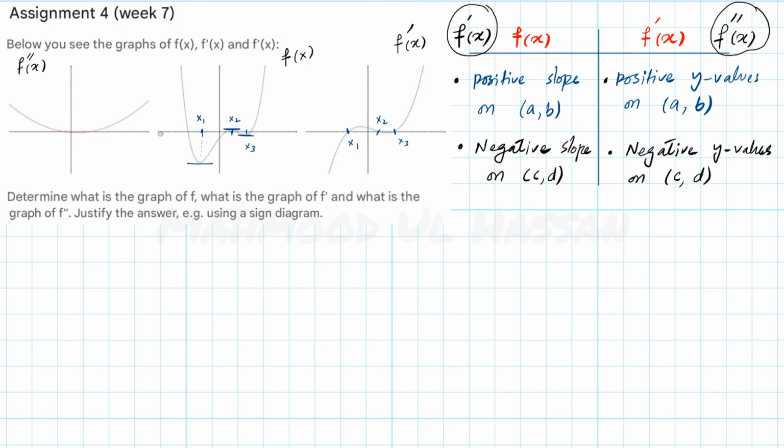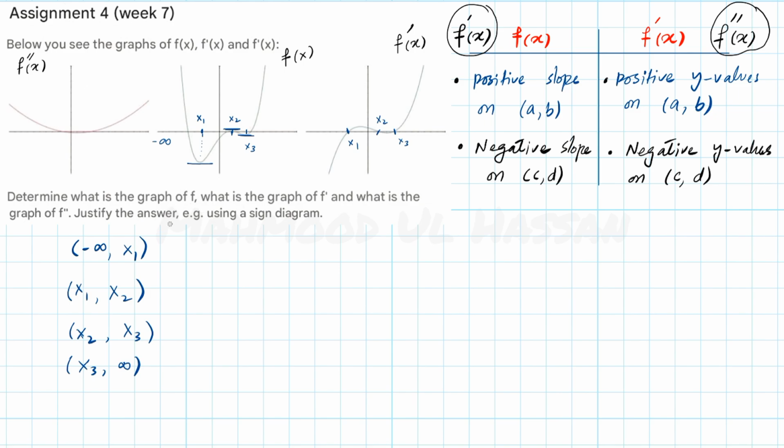Okay, so now we divided the whole interval, the whole x-axis, into 4 parts. That is, from negative infinity to x1, and the second one is from x1 to x2, and then from x2 to x3, and the last one is from x3 to positive infinity. Am I right?